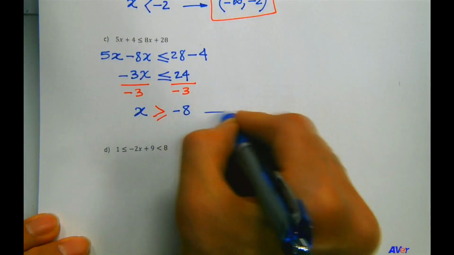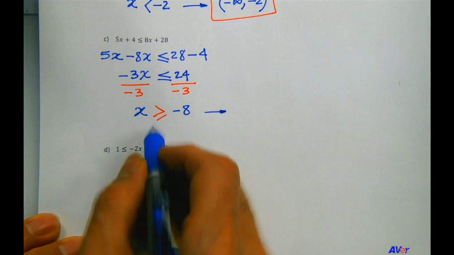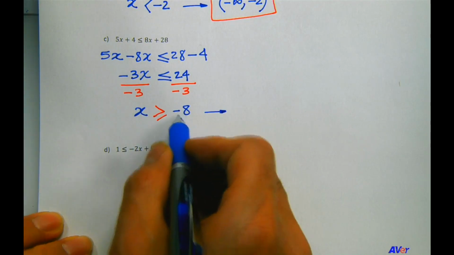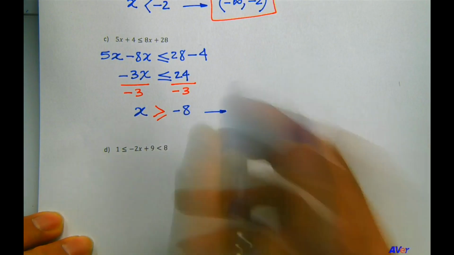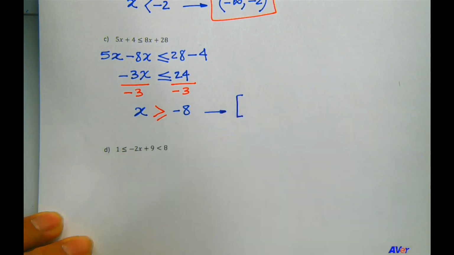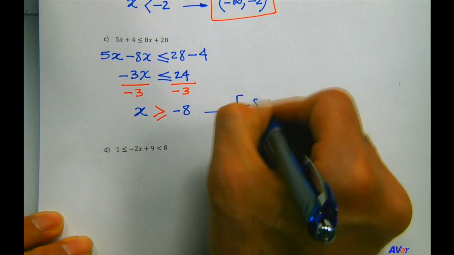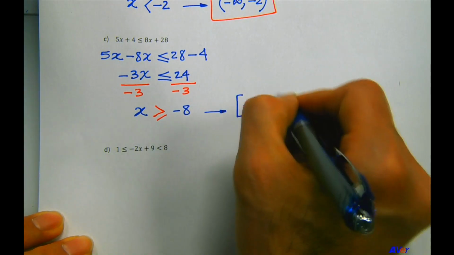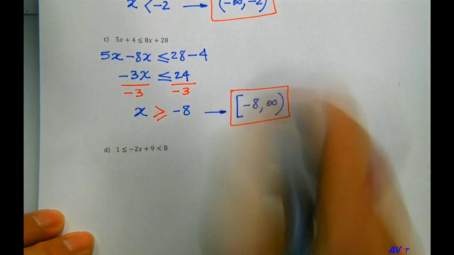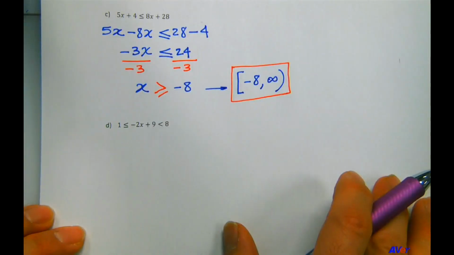And then we end up with, so this is saying any solution that is equal to negative 8 or larger than negative 8 is part of the solution. So negative 8 is part of the solution. So I'm going to start with bracket, negative 8, comma, infinity. Like that. Okay.